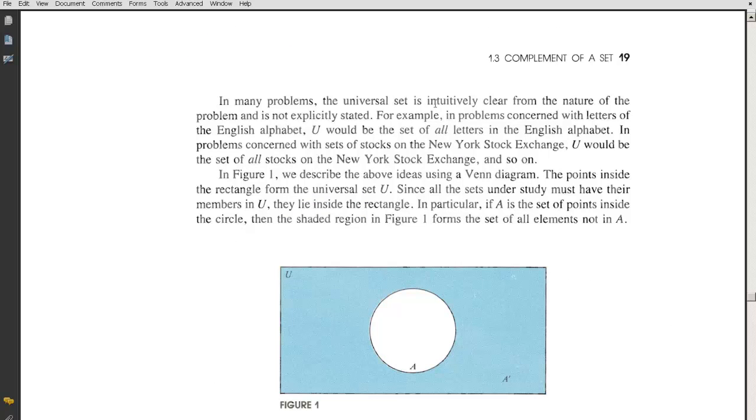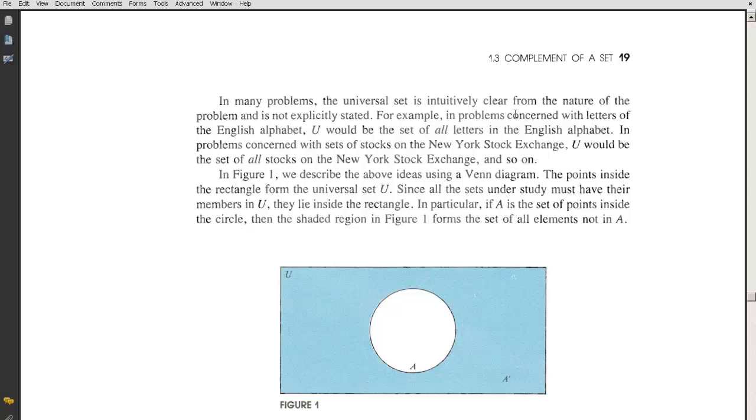Okay, in many problems the universal set is intuitively clear from the nature of the problem and not stated explicitly. For example, in problems concerned with letters of the English alphabet, U would be the set of all letters in the English alphabet. In problems concerned with the set of stocks on the New York Stock Exchange, U would be the set of all stocks on the New York Stock Exchange, and so on. In Figure 1, we described the above ideas using a Venn diagram. The points inside the rectangle form the universal set. Since all the sets under study must have their members in U, they lie inside the rectangle.